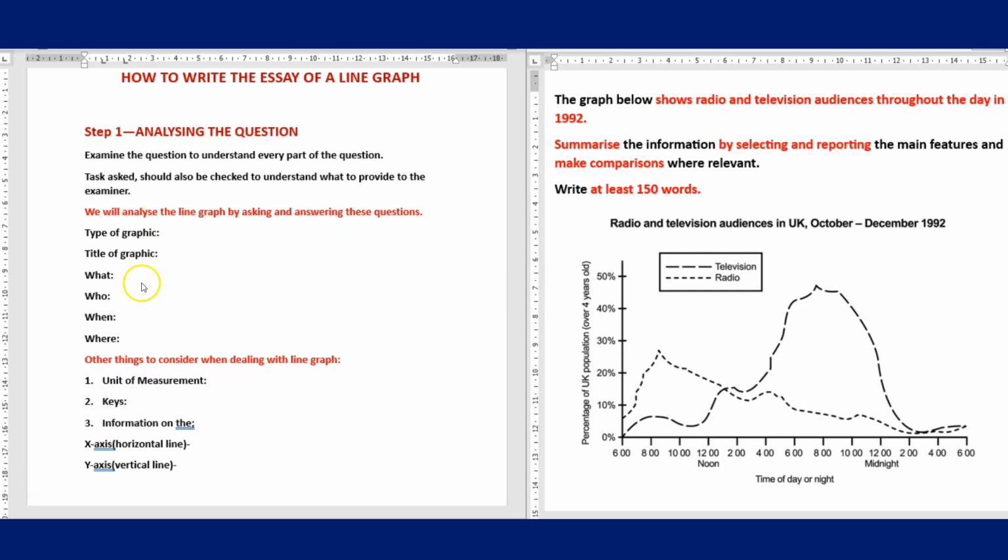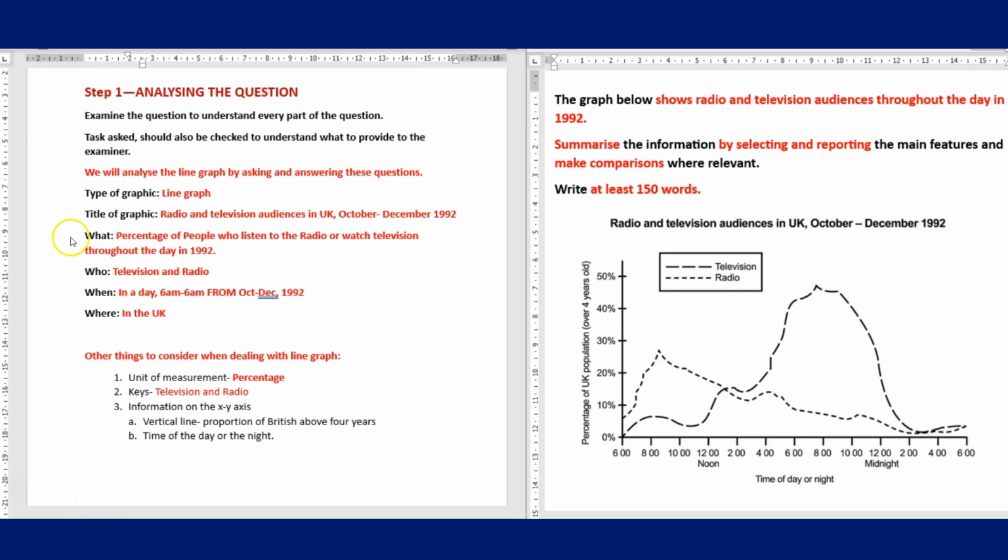All right, so let's just fill in all the answers and see what we have here. Let's check through our answers. So as stated, the type of graph is the line graph. The title of the graph is the radio and television audience in the UK from October to December 1992, and that's what we have here. What are we talking about? We are talking about the percentage of people who listen to radio or watch television throughout the day in 1992. So throughout one day, throughout the whole day in 1992.